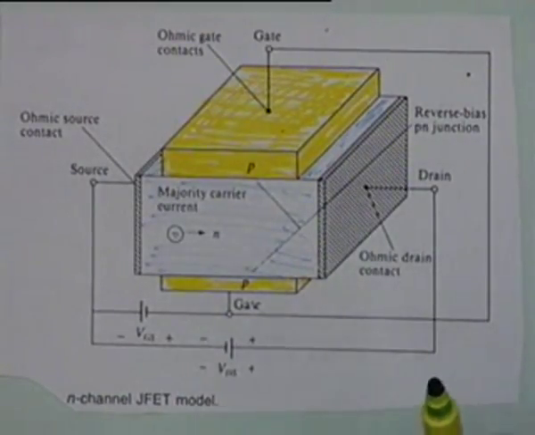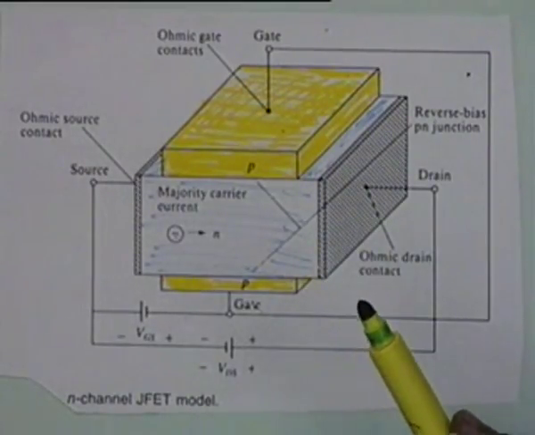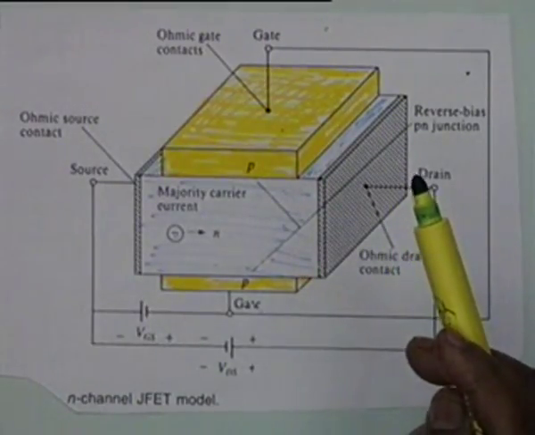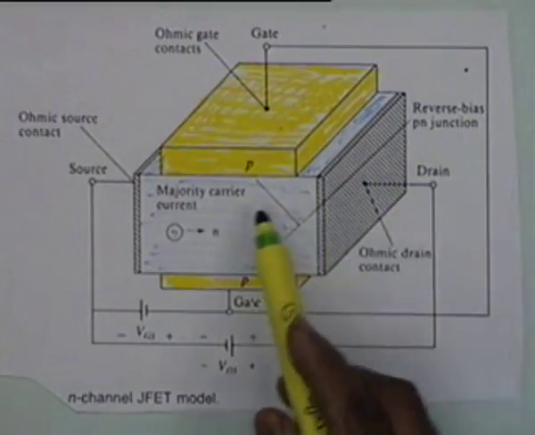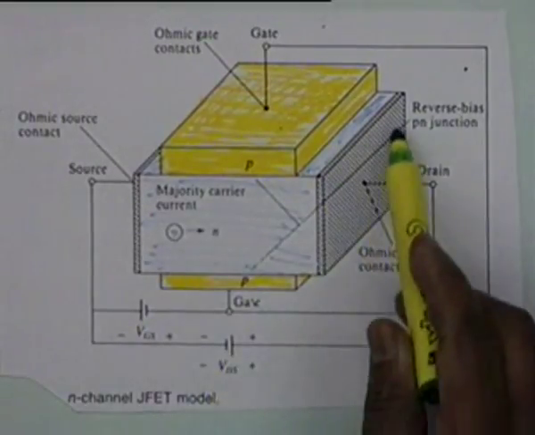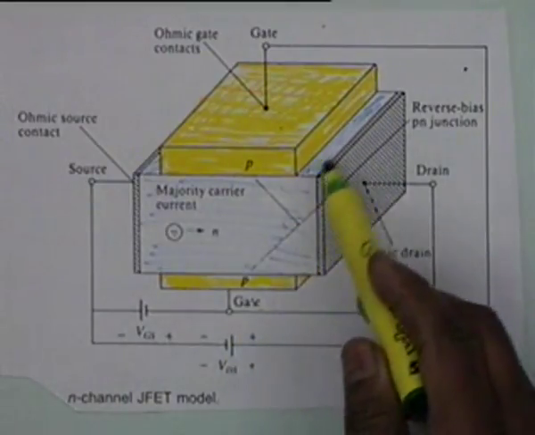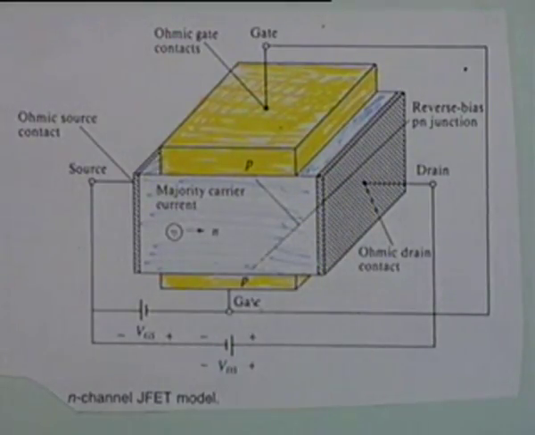This is a schematic diagram, not the actual diagram of an FET, but to understand what happens in an FET, we briefly look into the physics of FET, briefly and qualitatively. This is the N-type box. This whole box, which I have shaded in light gray, is an N-type semiconductor.